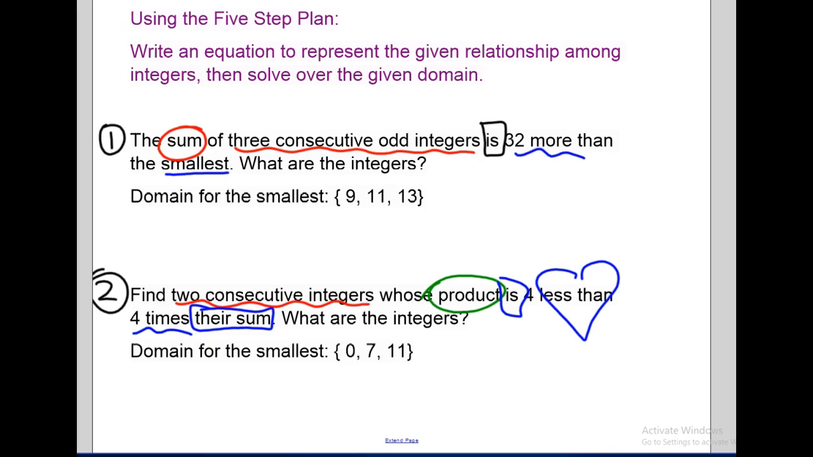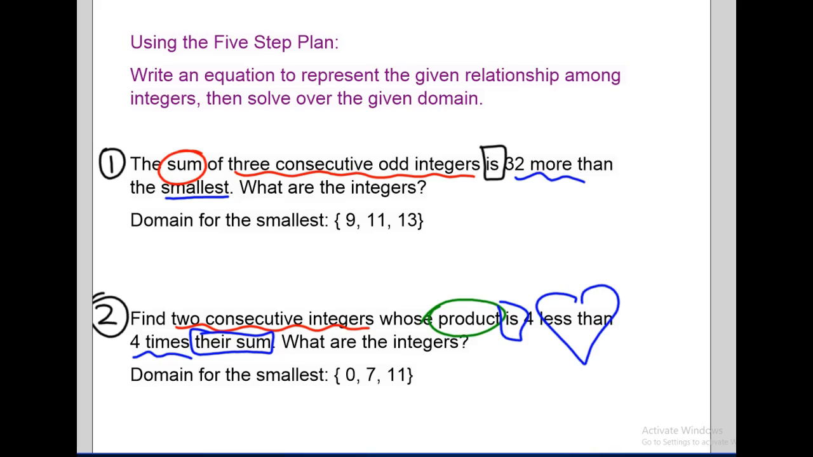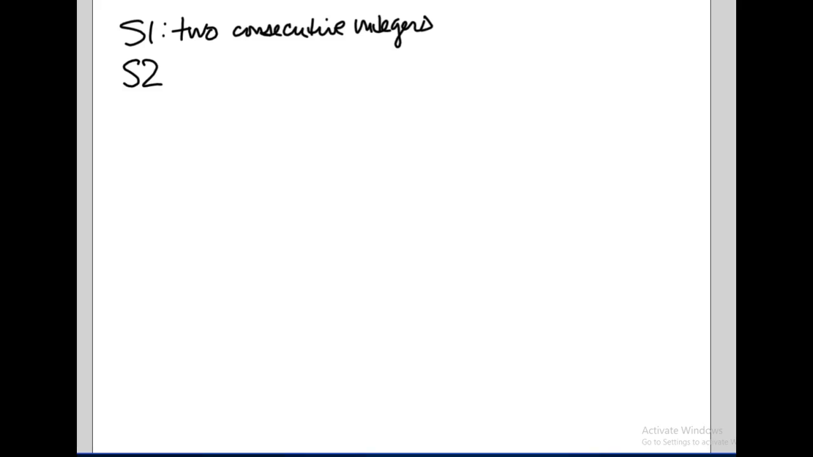All right, let's see. So I need two consecutive integers. So let's go over here and let's try it. Okay, so step number 1. We need two consecutive integers. Okay, step number 2. Two consecutive integers. So we're just doing consecutive. So that means I need two let statements. So let n equal the first integer, and n plus 1 is going to be the second integer.